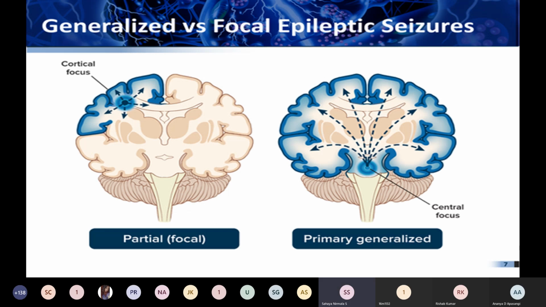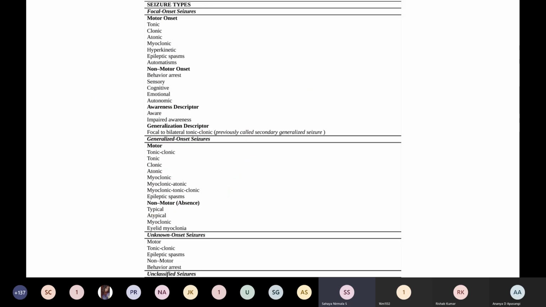What we understand by this is that focal means the trigger is focal, localized to a particular area, whereas in generalized the focus may be at one point, but the impact is generalized, so it involves the entire cortical area. So, just a revision for you: whether it is focal onset seizure, generalized onset seizure, unknown onset or unclassified seizure. Hope I am clear with this new classification. In focal onset, you should know whether it is motor, non-motor, and whether there is a focal to bilateral tonic-clonic.